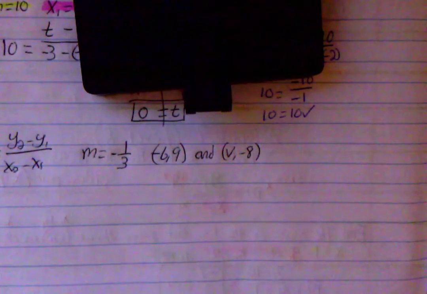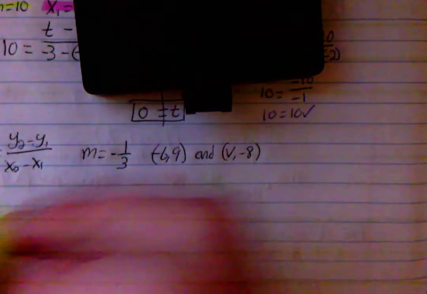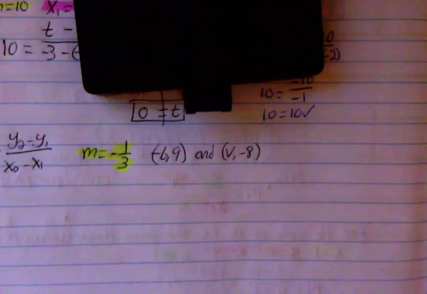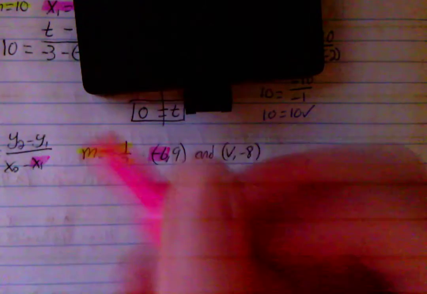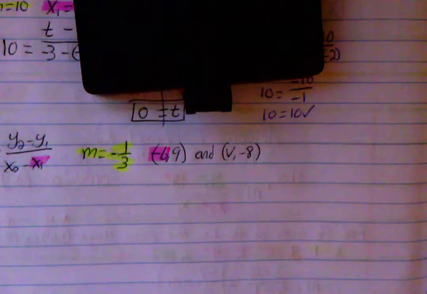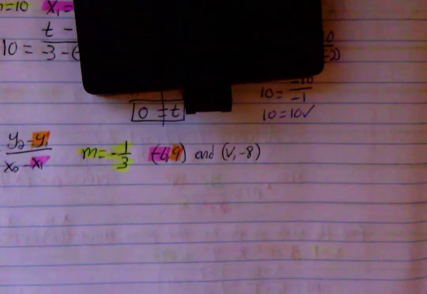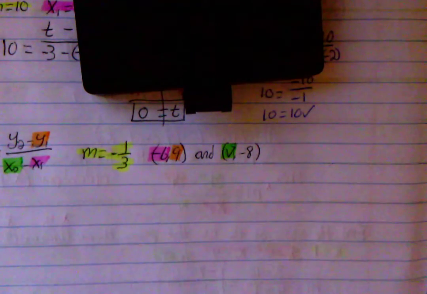So I will assign a color to each number and variable within. So our m is negative 1/3. Our x1, which is negative 6, is x1. Our y1, which is 9, is orange. Our x2 is going to be v, and our y2 is going to be negative 8.